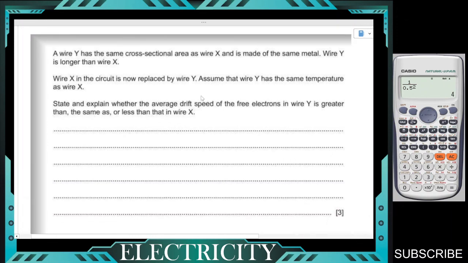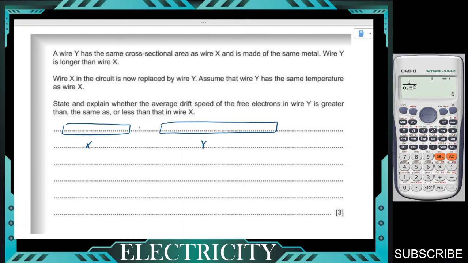Then we have the last one, the theoretical question. Wire X and wire Y have the same cross-section area. Okay, so X has the same cross-section area as the wire Y. It is made up of same material. Wire Y is longer. So let's say this is a wire X and this is a wire Y. It is longer than the previous one. They have the same cross-section area.